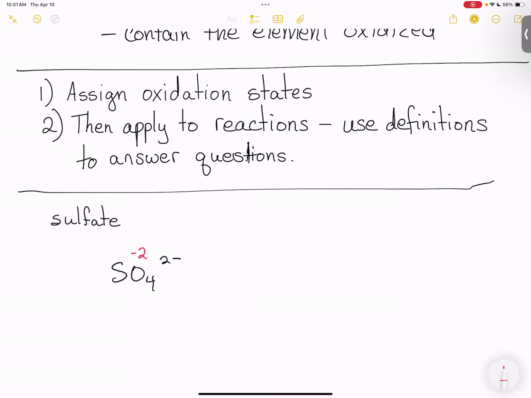The next thing says halogens. Halogens are a -1. Now it gives you 2 exceptions. Everything else you have to calculate. So we're going to have to calculate sulfur because sulfur was not listed in the oxidation rules.